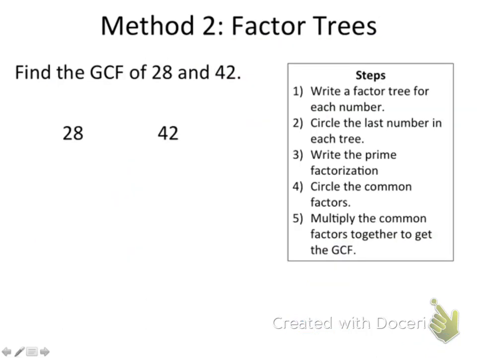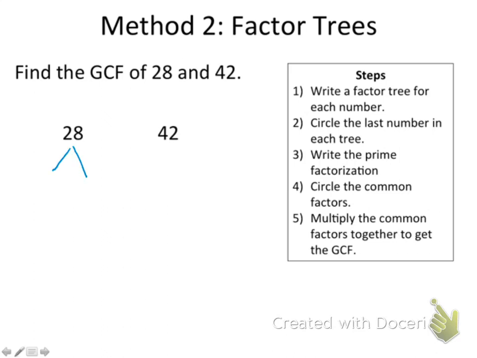Method 2 is using factor trees. You should have worked with factor trees last year. Factor trees is where you break down the number into multiples that it can multiply to make and then move down further. We're going to find the GCF of 28 and 42 using factor trees. Please write this down as I do it.